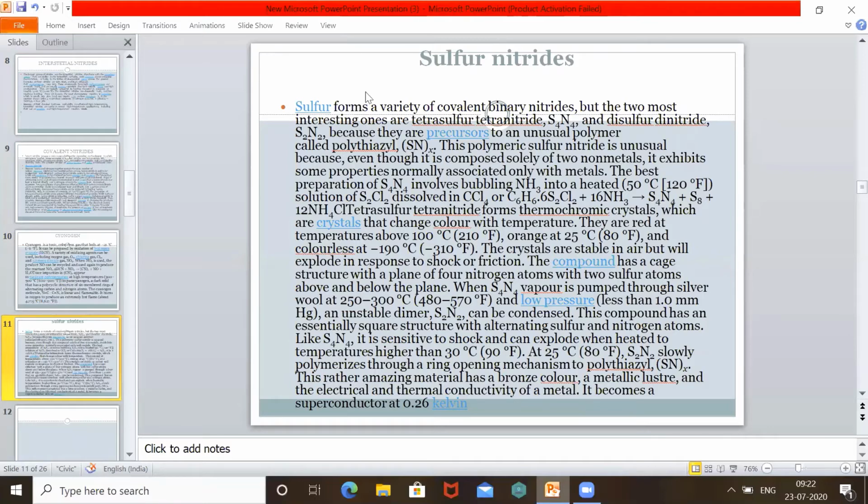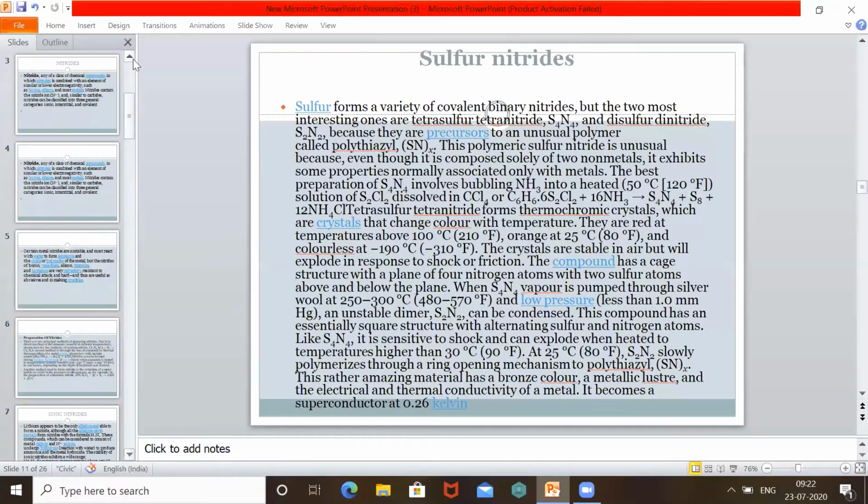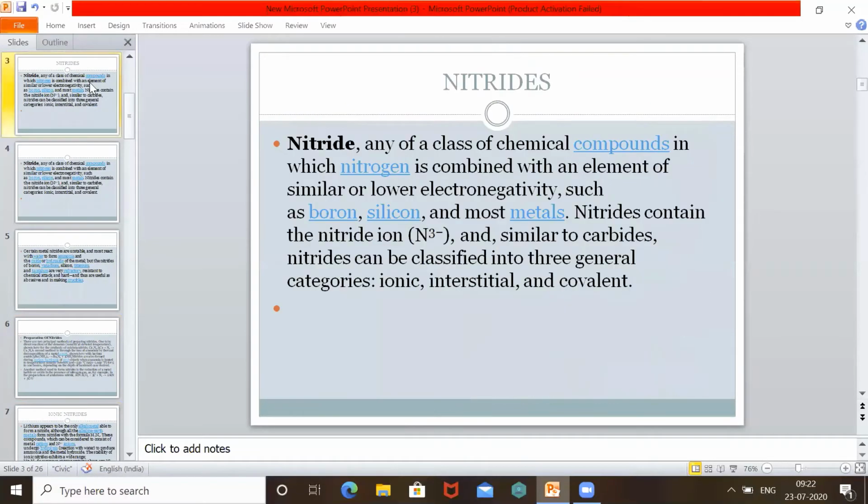So here in the nitrogen family, the first thing we have to see is the nitrides. We know nitrides are the binary compounds of nitrogen. Let us go to this slide. Nitrides are a class of chemical compound in which nitrogen is combined with an element of similar or lower electronegativity, such as boron, silicon, and most of the metals. Nitrides contain the N3 minus ion, similar to carbides. They are divided into three categories. Let us sum up: ionic nitrides, covalent nitrides, interstitial nitrides.